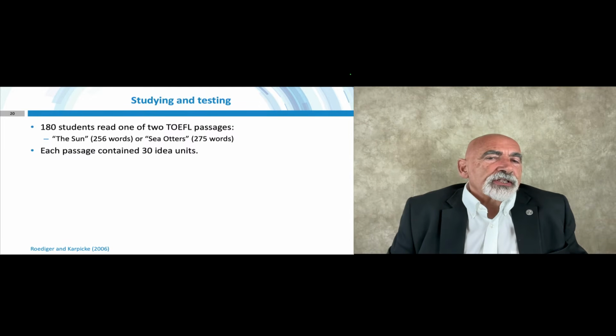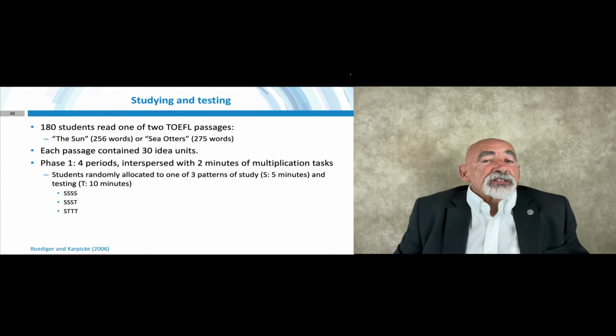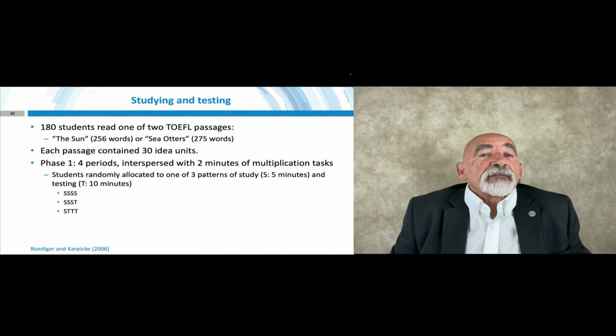So in a quite nicely designed study, some students were given a passage to read between 250 and 300 words long. They were given one or two passages at random. Each contained about 30 idea units, and they were all given 5 minutes to read the passage. They then did 2 minutes of maths problems to clear their minds, and then students were randomly allocated to different follow-ups. So 60 students got 3 more 5-minute reading periods interspersed with 2-minute periods of doing mathematics. 60 students got 2 more 5-minute reading periods and 1 10-minute period of being tested.